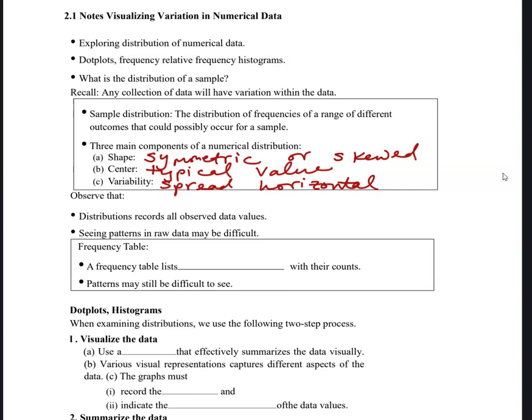Observe that distributions record all observed data values for a given sample of data, and sometimes looking at raw data is really tough to see patterns, and so for that reason we usually put the data on some sort of visual display like a graph, or we may use what's called a frequency table. So a frequency table lists all data values for that particular sample along with their counts, how many times each one occurs. And sometimes patterns are still difficult to see, but usually that can get us started working with the data.